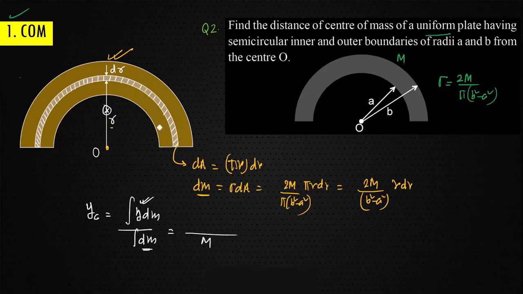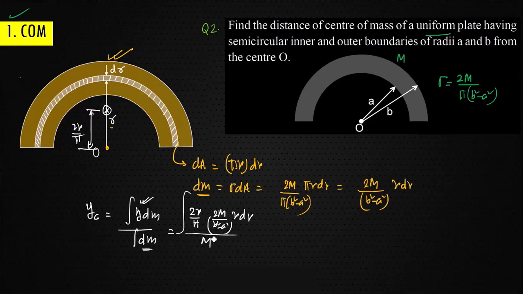Now what is the formula for the center of mass for the ring? That should be equal to 2r by pi distance from the O. So from this point, this is our 2r by pi here. That is basically our y parameter. So here I am writing 2r by pi into dm. So dm means 2 capital M divided by b square minus a square into r dr, whole integration.